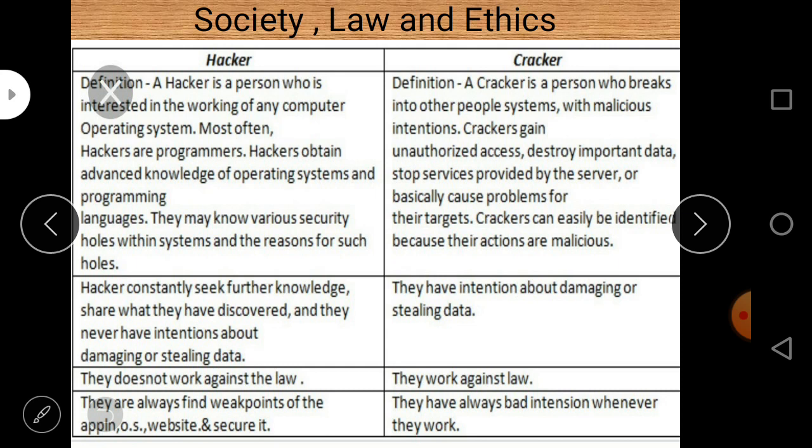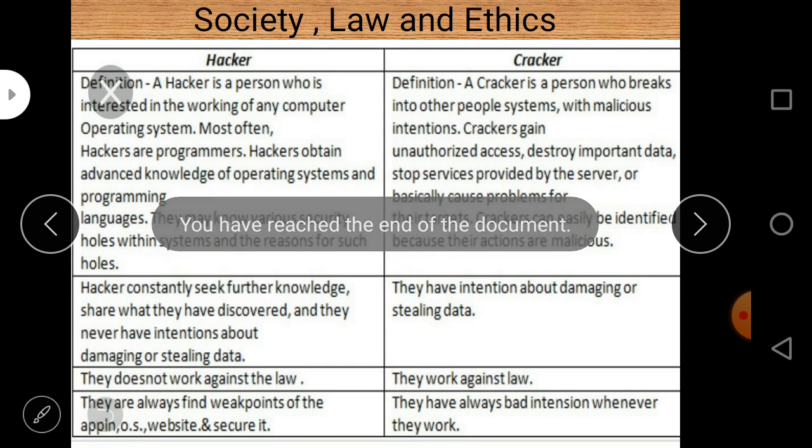The difference between hackers and crackers is that a cracker is a person who breaks into other people's systems with malicious intentions, but hackers have no malicious intention. If we want to say it in one line, the difference is intention: crackers have malicious intentions, but hackers don't. They basically hack data for their knowledge, and they are not trying to damage or steal data. So these are the differences between hackers and crackers.